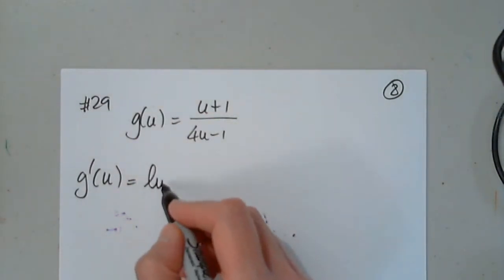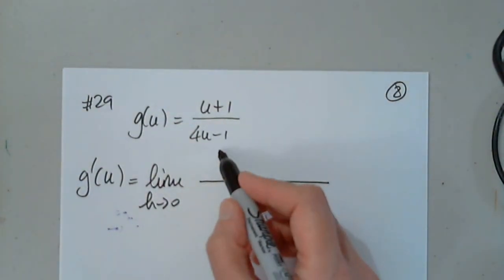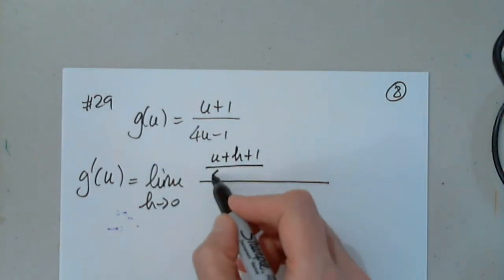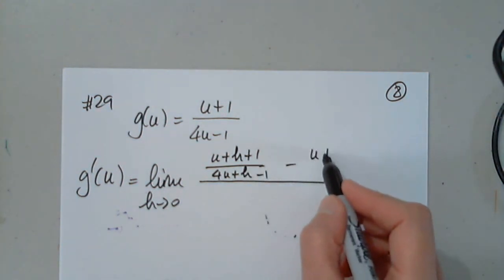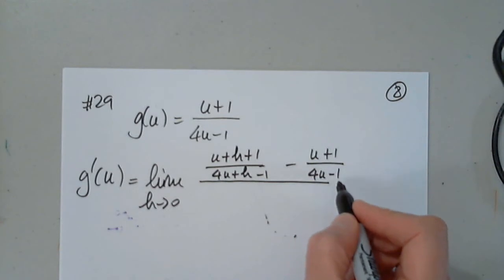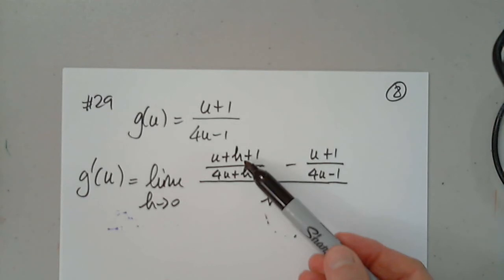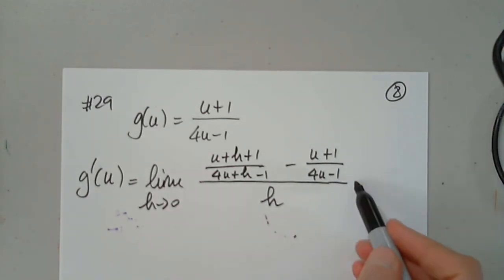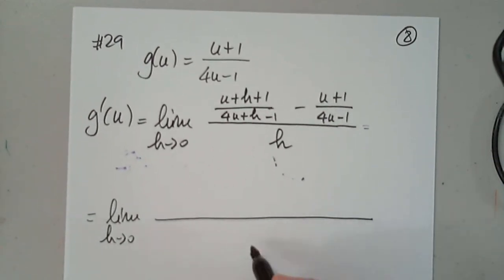Limit as h approaches 0. Excellent. From u plus h plus 1 over 4u plus 4h minus 1, minus u plus 1 over 4u minus 1, all over h. That is g of u plus h minus g of u over h. What is our next step? Don't forget the limit operator, please. We have not applied it yet.